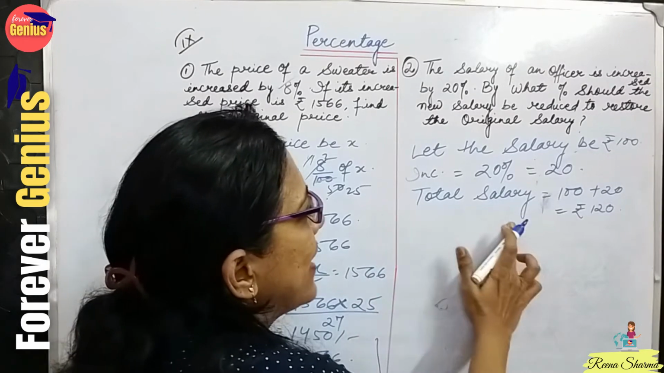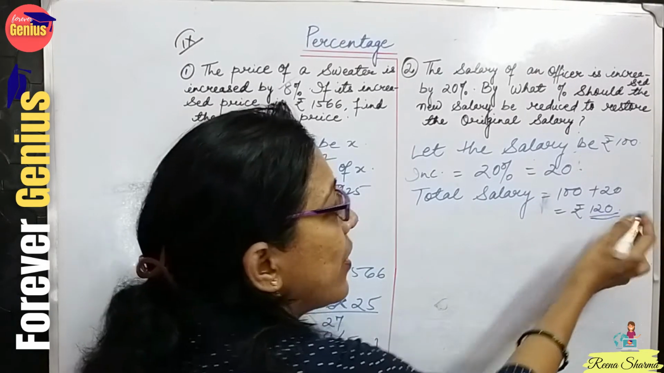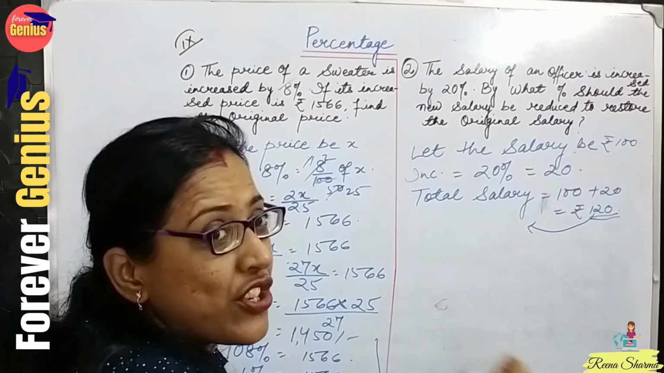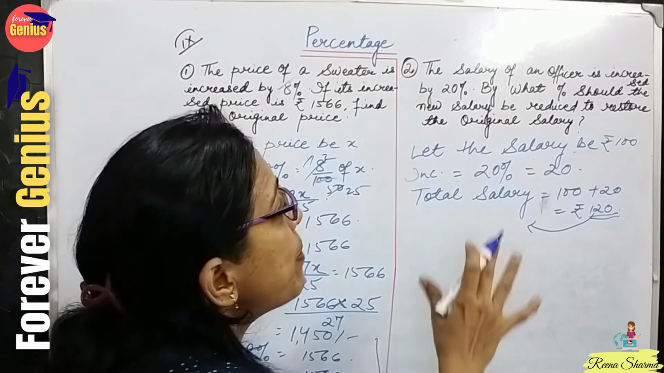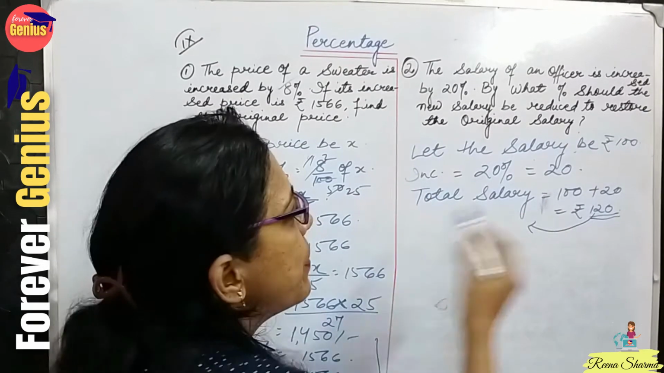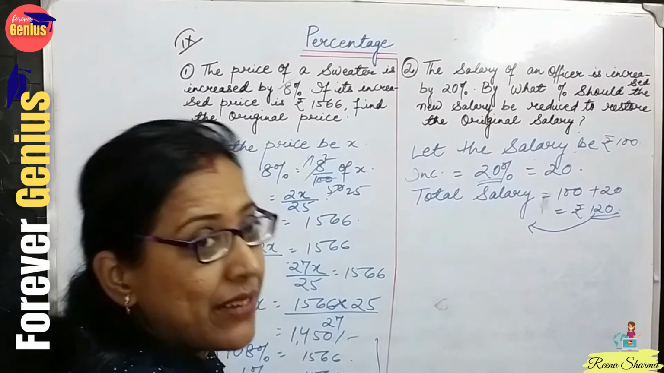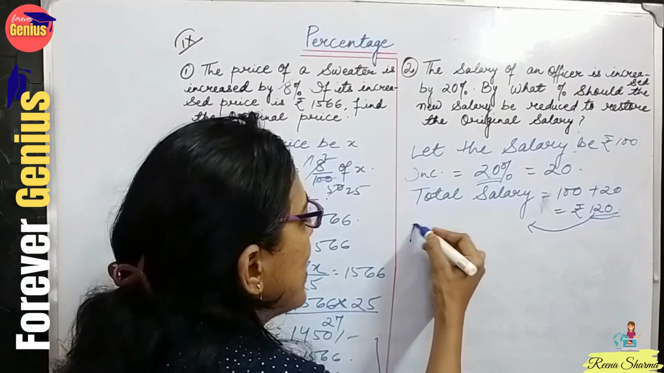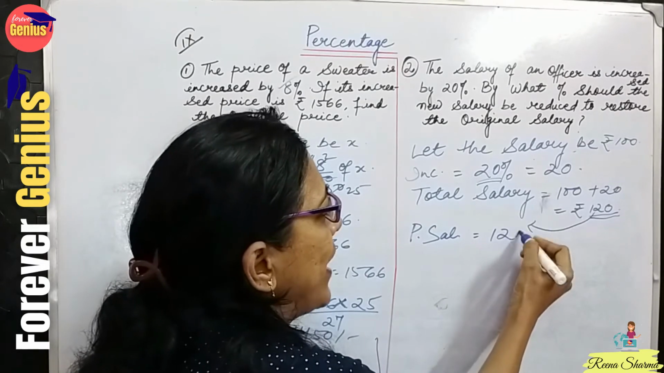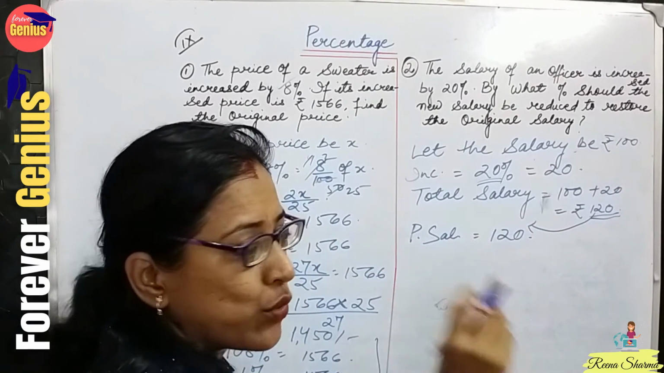Now the salary is given, it is 120. They are asking to reduce this salary. So what should be the percentage reduction so that he again receives 100? Previously it was increased. The present value of the salary, how much is it? It is 120.